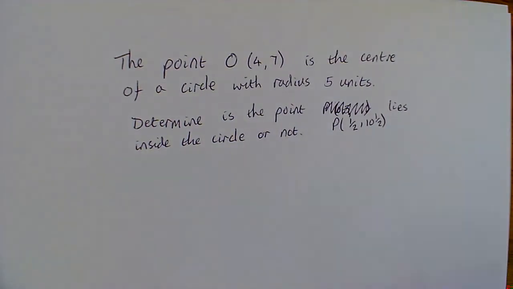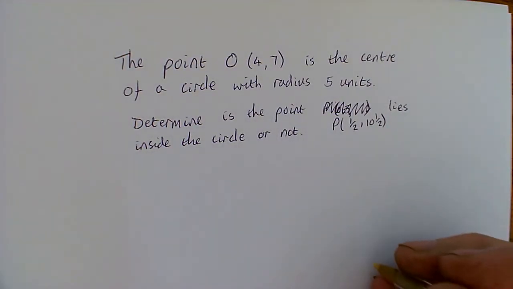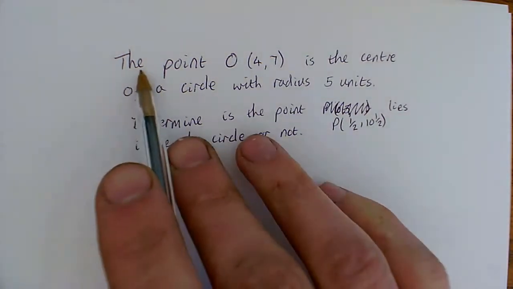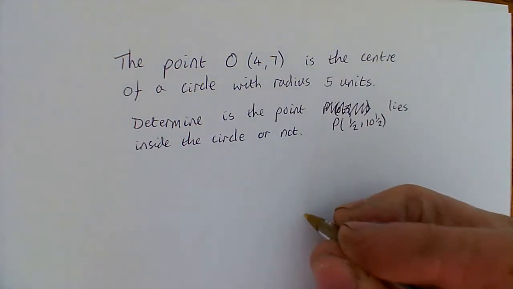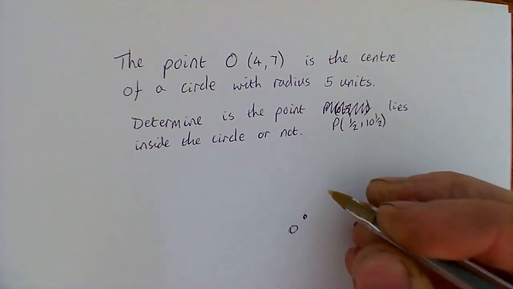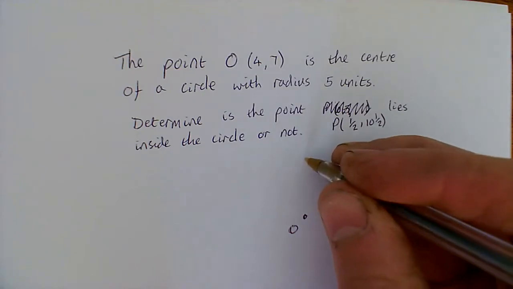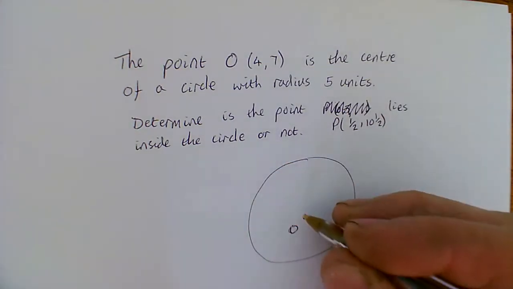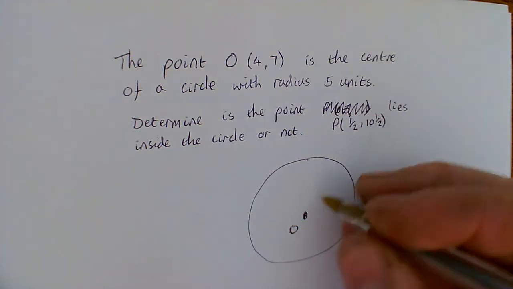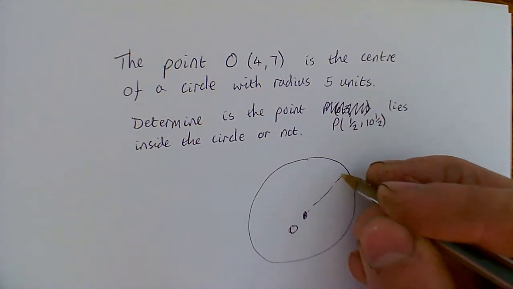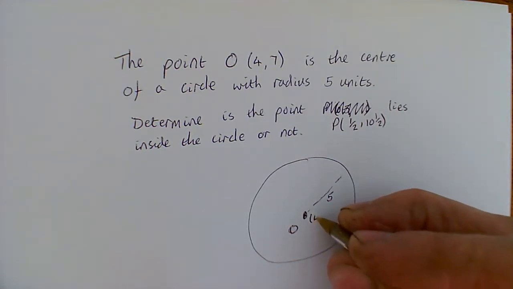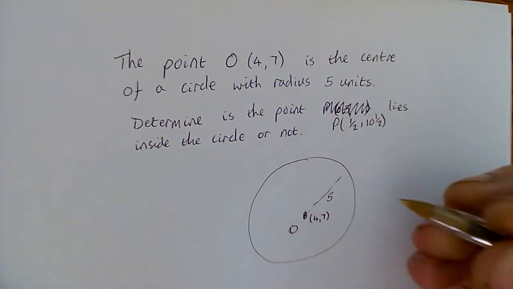Okay, this is the third and final question that we've got. Now again, it's handy just to get a feel for what's going on in this question. So it says the point O, so let's draw a point O. Now you could put this on a coordinate axis, you don't actually need to. It's the center of a circle. So let's draw ourselves a circle where that's reasonably within the center. And the radius of this circle is 5. And the coordinates of O are 4, 7.